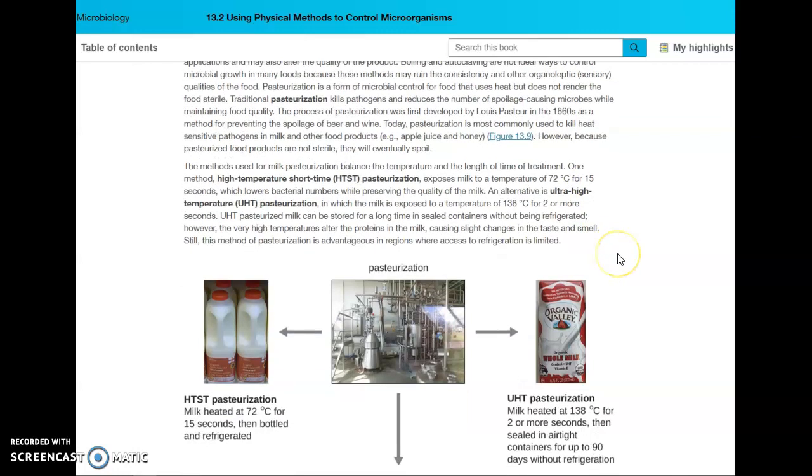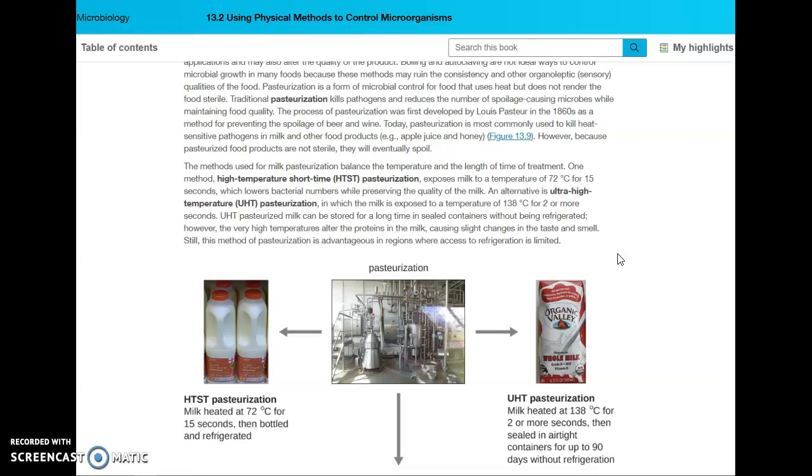Another type of pasteurization is ultra high temperature, or UHT pasteurization. This is 138 degrees Celsius for 2 or more seconds, usually less than 5. The goal with the ultra high temperature is that it's pretty much sterilizing the milk or other beverages. It may cause slight changes in the quality. It may affect the taste a little bit.